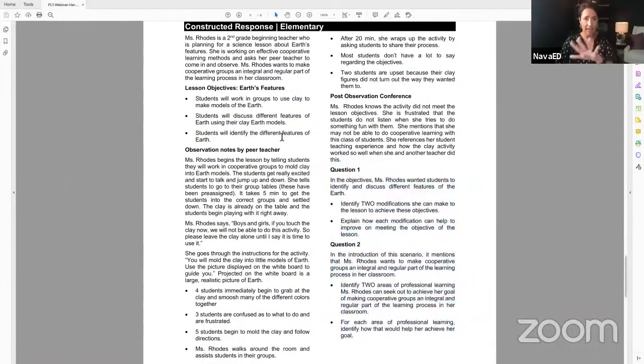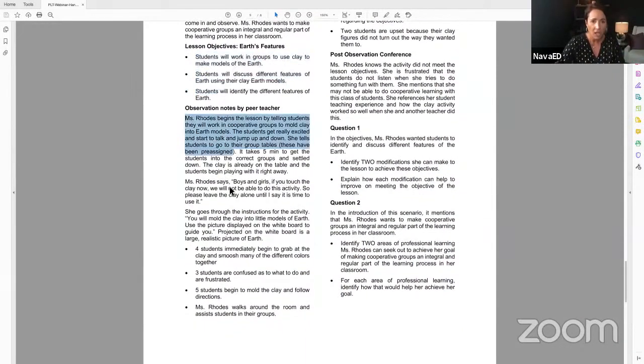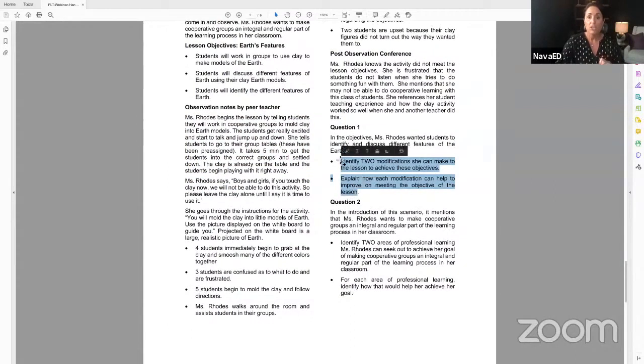Notice that I have a constructed response here, a big old scenario. I got objectives. I've got an observation here. You know, there's a lot going on here. And then I have question 1 and question 2. And in there, I have these 2 bullets. You have to write just a short paragraph that addresses these 2 bullets. That's all. No more, no less, okay?